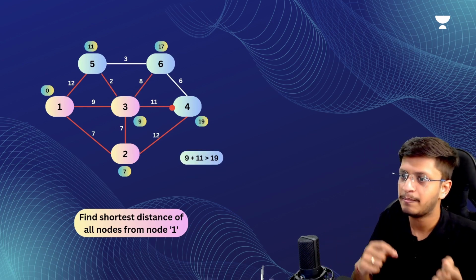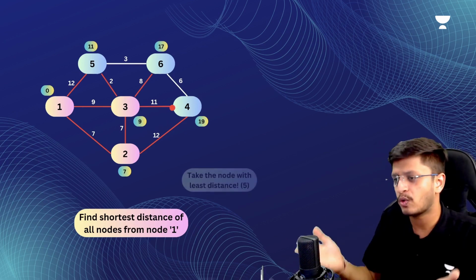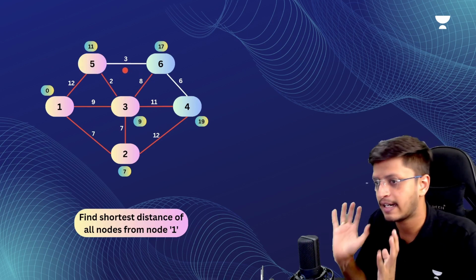And similarly from 3 we will go to 4. Again 9 plus 11. Actually right now the distance is 19. 9 plus 11 is 20, so we will not relax this edge. We will keep it as 19.